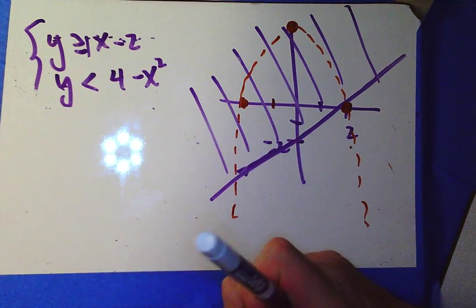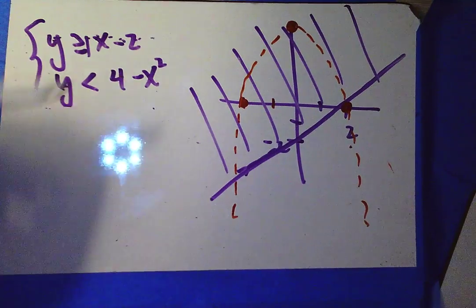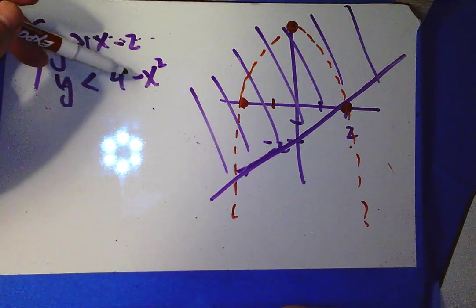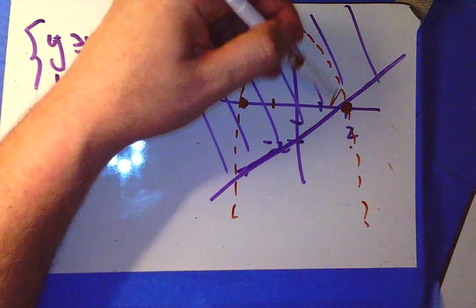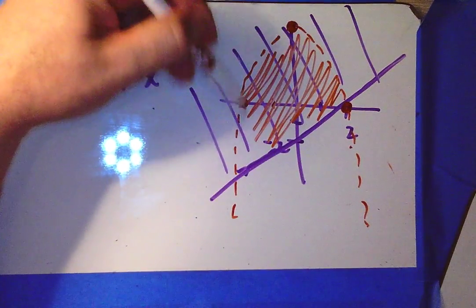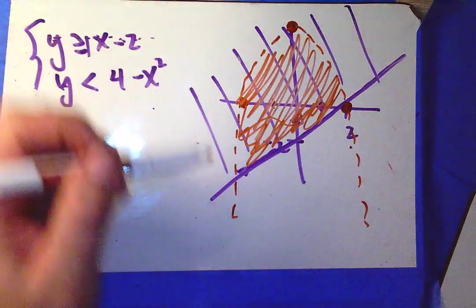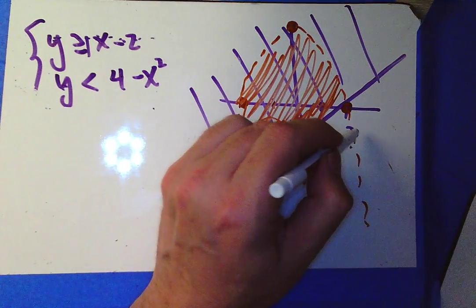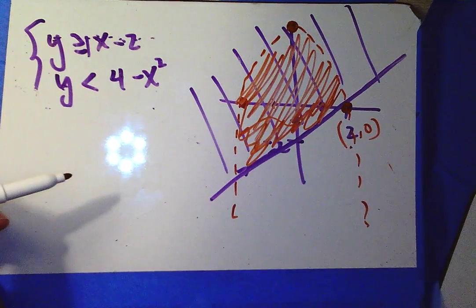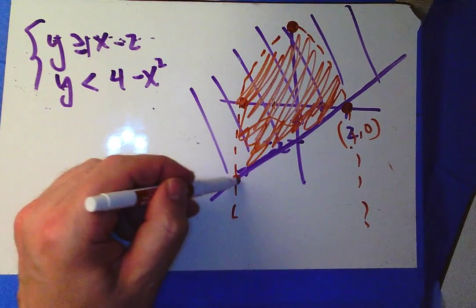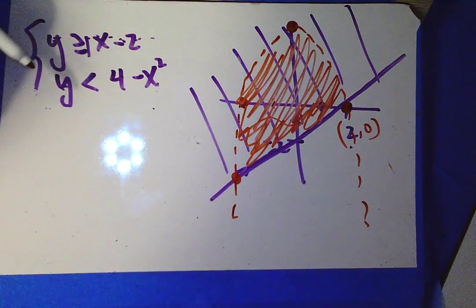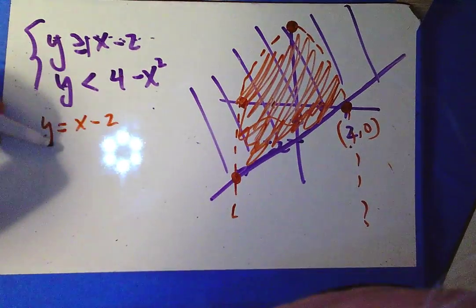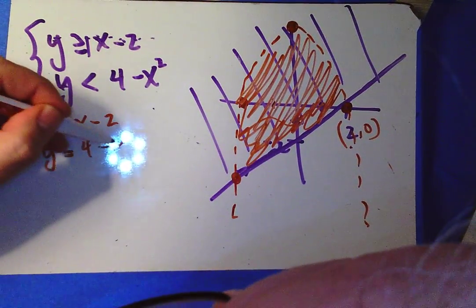Okay, so what about the shading for the parabola? Well, if I plug in 0, 0, I get 0 is less than 4. So 0 is a solution on the parabola, which means I'm shading in the parabola and above the purple line. So there's my solution region. It looks like I have one ordered pair at 2, 0. But what about this other ordered pair? Well, let's find out. y equals x minus 2 and y equals 4 minus x squared.